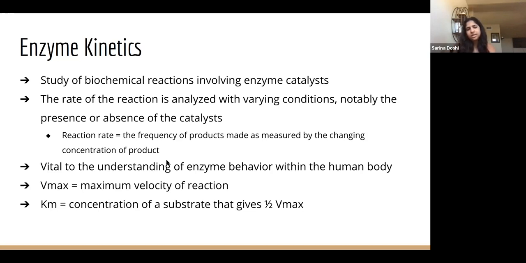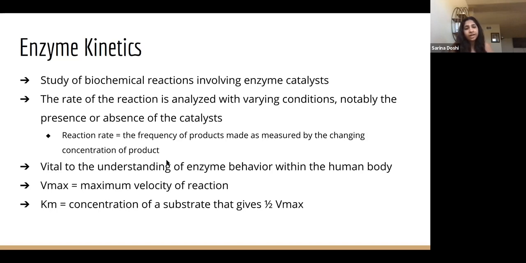But yeah, so continuing on, enzyme kinetics is vital to the understanding of enzyme behavior within the human body, because we can know a lot. It's very easy for us to test concentrations within the human body because it's very stable and observable. I can't think of the word, but it's a very stable and observable object.